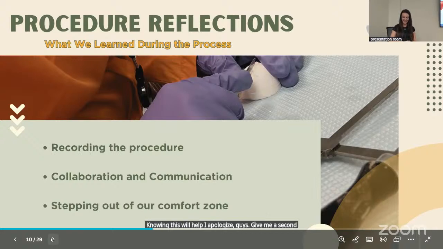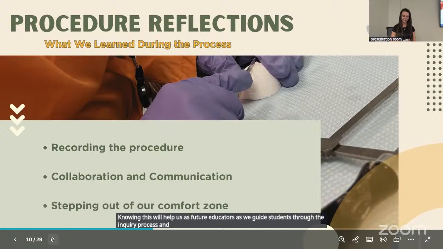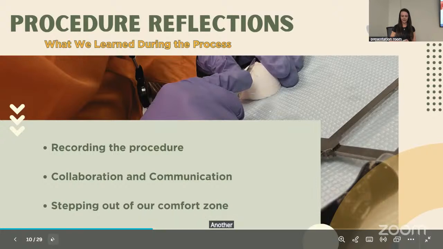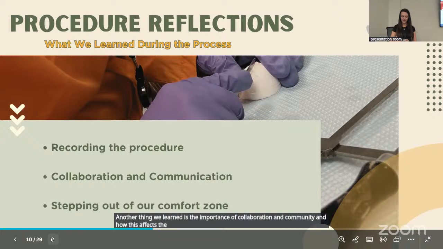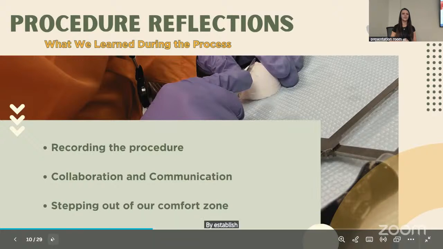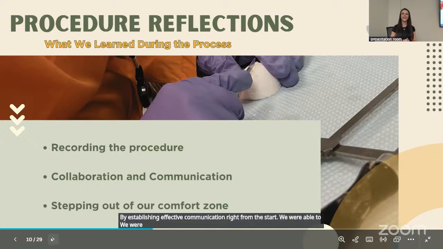Knowing this will help us as future educators as we guide students through the inquiry process and teach them about the importance of recording data and how it will benefit them in the future. Another thing we learned is the importance of collaboration and community and how this affects the inquiry process. By establishing effective communication right from the start, we were able to delegate roles and make sure that all of this was done in a timely manner.